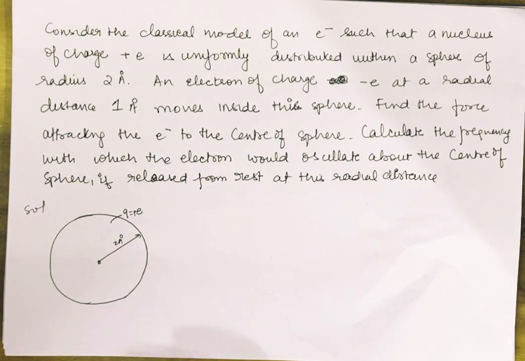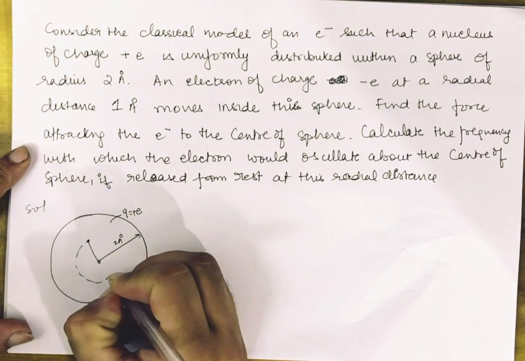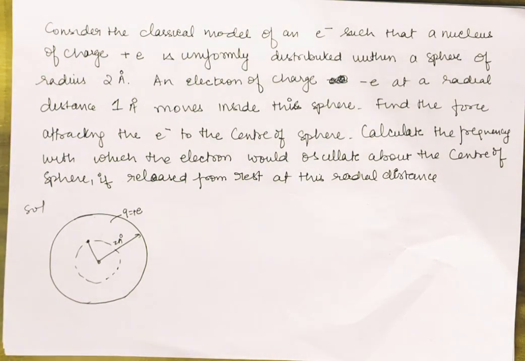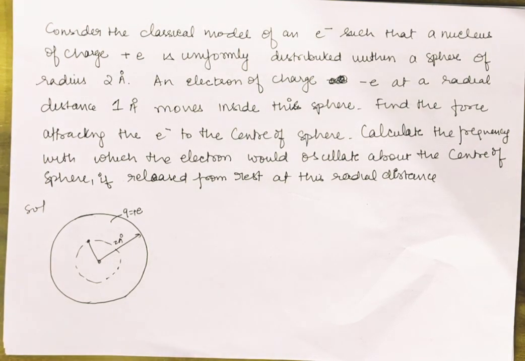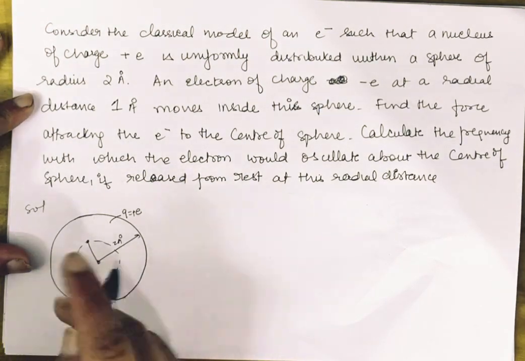An electron of charge minus e at a radial distance 1 angstrom moves inside this sphere. Here it is, the moving electron. Find the force attracting the electron to the center of the sphere. Calculate the frequency with which the electron would oscillate about the center of the sphere if released from rest at this radial distance. So first let's find out the force.